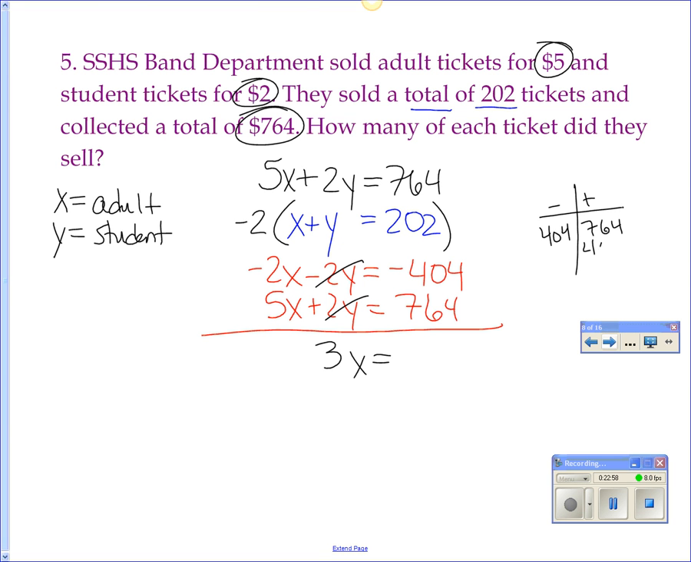Yep, always move the smaller one. And then once I move it, do I add or subtract? All right, so that gives me 0, 6, and 3. So I get 360, positive 360. All right, divide by 3.